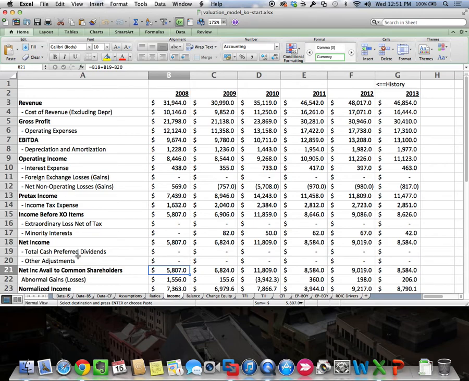So in order to do that and make this a reusable model, we're going to pull the data from the income statement or balance sheet tab and move it over to the income tab and the balance tab, and then create the forecast on top of that.